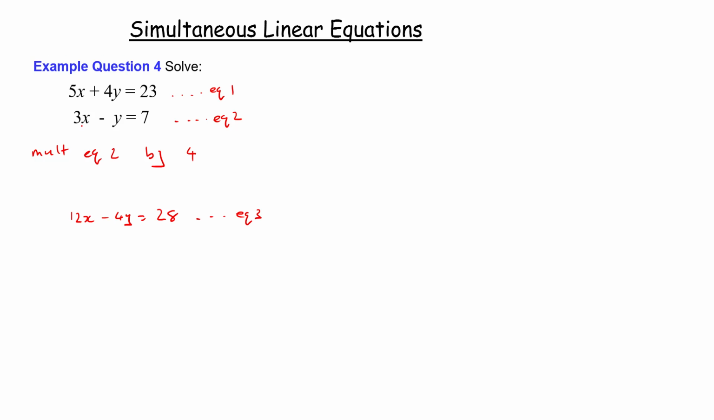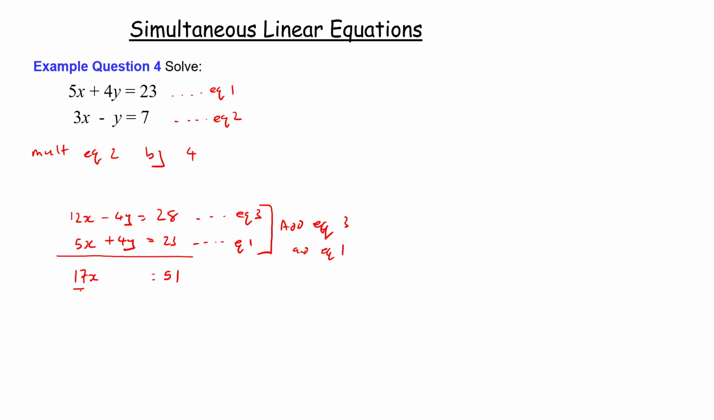And then I'm going to take my equation 1. I can't use equation 2 because it's the same as equation 3, I've just multiplied it. So I'm going to take equation 1 here, which is 5x plus 4y equals 23. Can you now see why I multiplied it by 4? Because now I've got two 4's. Now I can eliminate the y. So tell me, am I going to add or subtract? The signs are different, so I'm going to add equation 3 and equation 1. So if I add them, 12x plus 5x gives me 17x, minus 4 plus 4 gives me 0, and 28 plus 23 gives me 51.